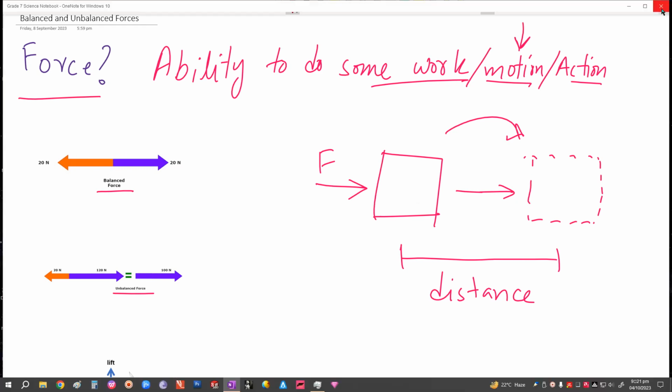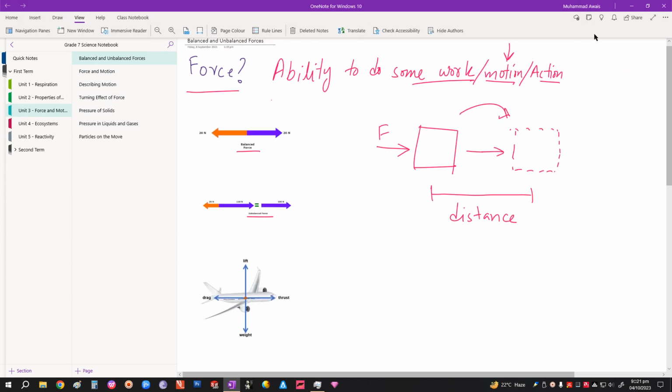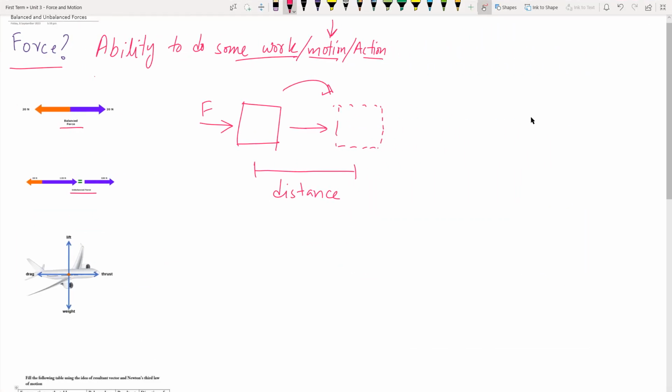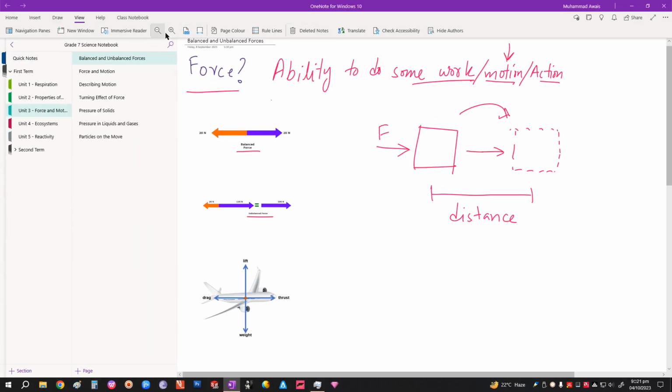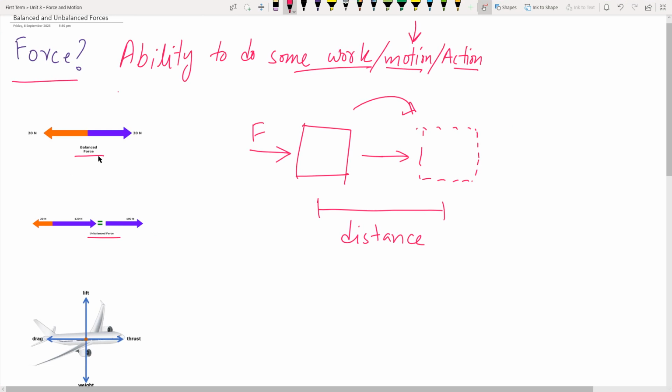Let me just zoom it out a little bit from the page, so that we can see much better. Yeah, okay. Now if you look at this, we have balanced forces, right? And when we talk about balanced forces, we understand that these are the forces which are equal, right? I'm going to tabulate this in a moment.